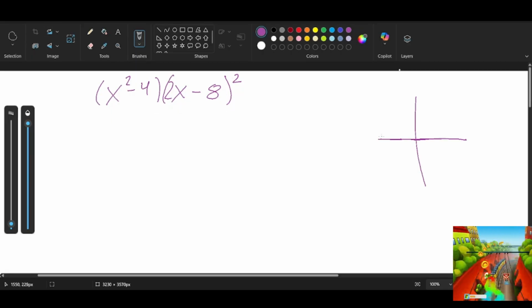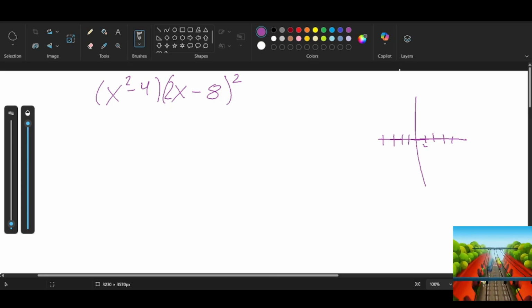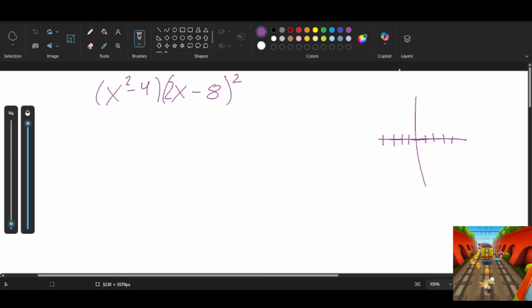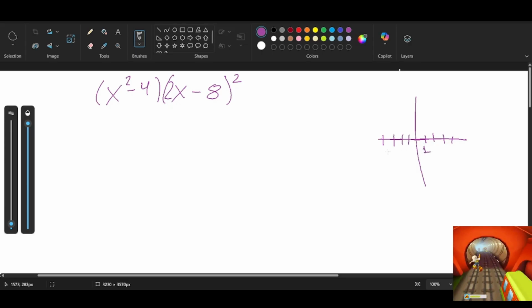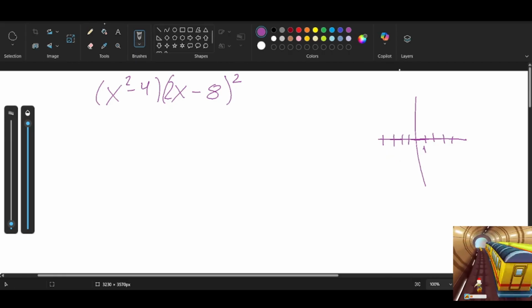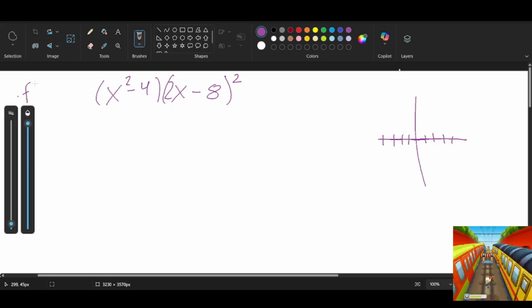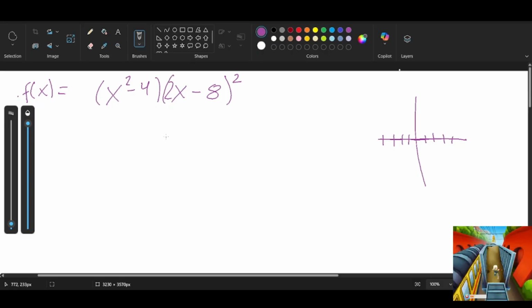So let me actually add some more details to my graph. Like when we see a graph, it has these X markings. This is +1, and this would be -3. I'm going to get rid of those just for it to be a little more clean. But pretend this is my f of x function: f of x equals x squared minus 4 times 2x minus 8 to the power of 2.